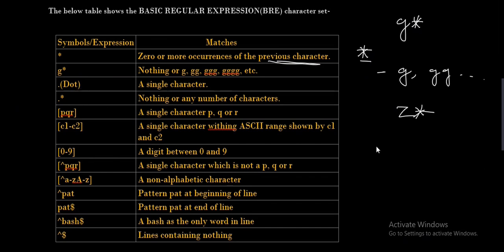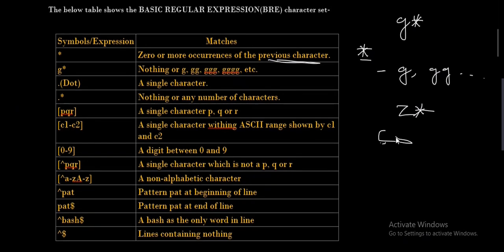Then the dot. You need to use dot whenever you want to match a single character. Whenever you want to match a single character, you use dot. So in wildcards, what did we use for matching a single character? The question mark. Yes, we used the question mark.